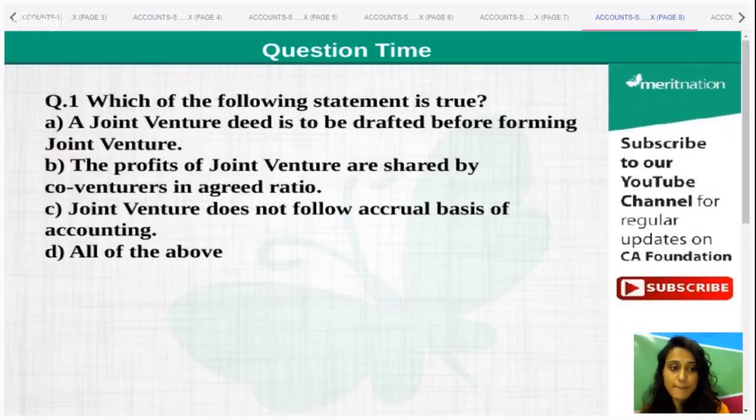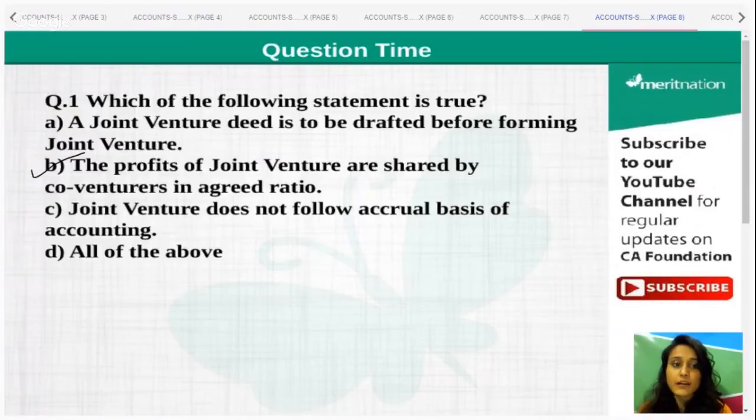B. Yeah, I'm getting the right answer from a lot of you. I'll give you a little reason for why A and C are not the right answers. The correct answer over here is B, and it is not D. I'll tell you why. In case of joint venture, there is no explicit need to have a joint venture deed like in the case of partnership. So you don't really need a deed to get into a joint venture.